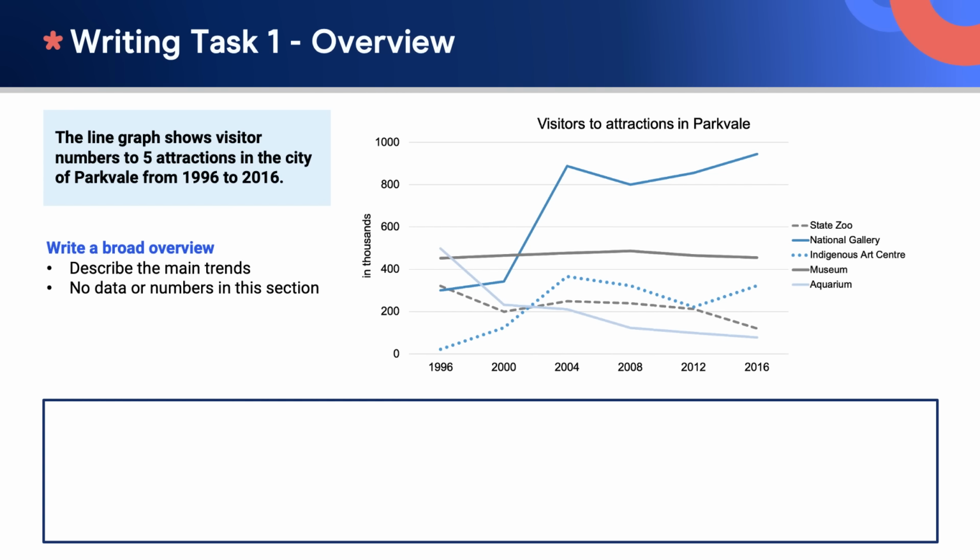Typically, start with the word overall, and then if you notice that one data point changes a lot, or if one data point is consistently the biggest, that's a good place to start. Write that down. I recommend taking some time to write your overview now. On test day, you shouldn't take any longer than 5 minutes. Okay, let's look at a sample overview.